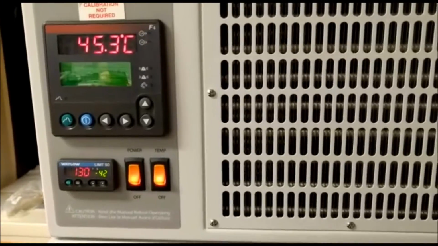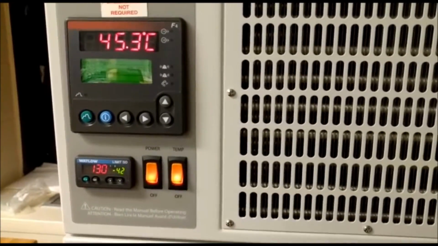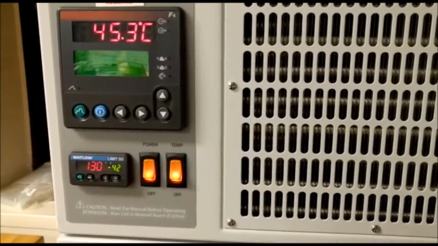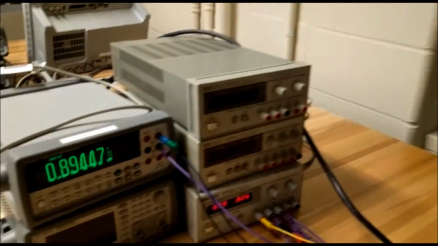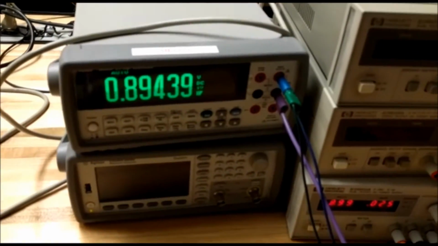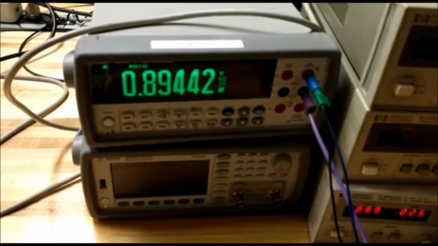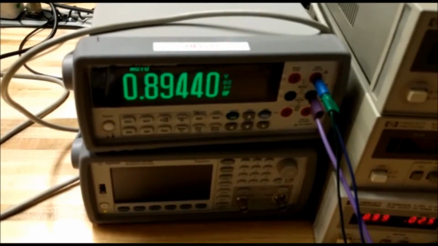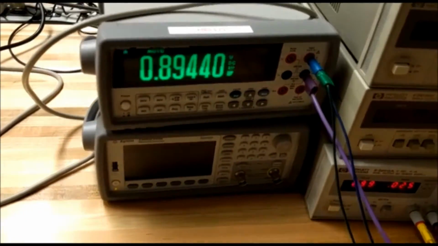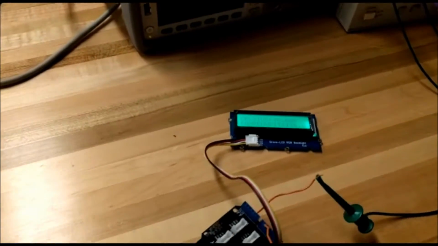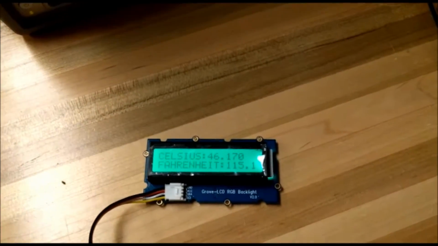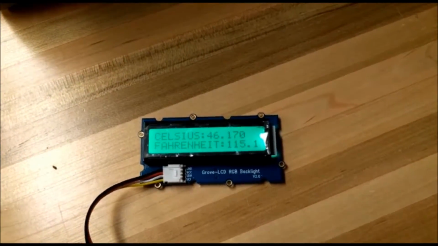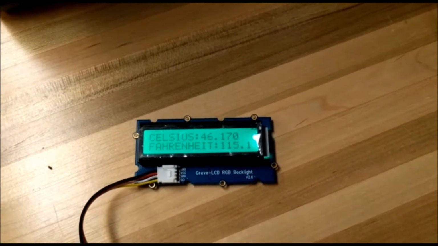As you can see, now the temperature of the temperature chamber is set at 45.3 degrees Celsius. When we note the multimeter output voltage of the PTAT circuit, it's around 0.894 volts. And when we measure the temperature based on the Arduino, it gives 46 degrees Celsius.